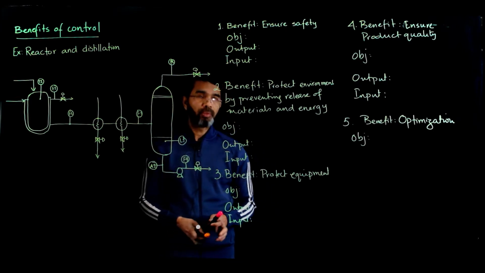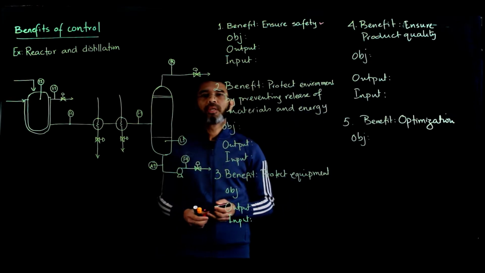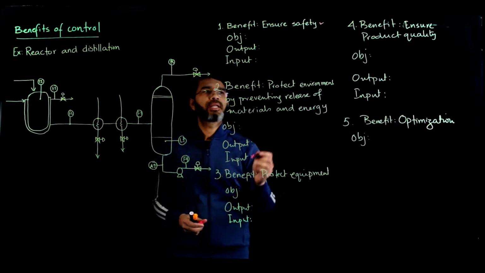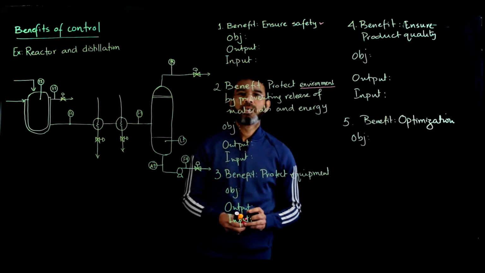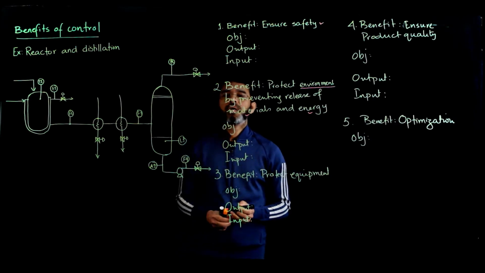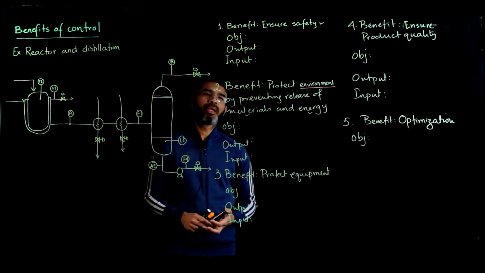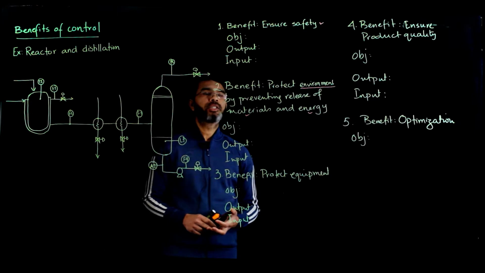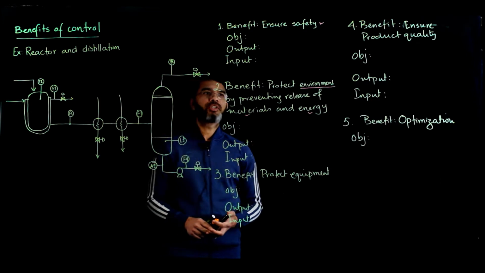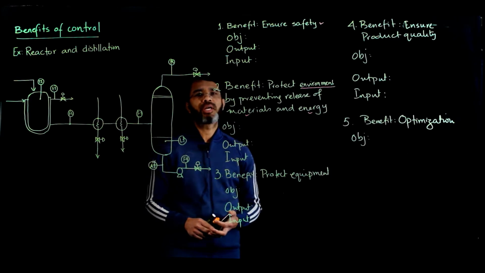The first thing is to ensure safety. So this is the first benefit of control, to ensure that an operation is safe. The second benefit is to protect the environment by preventing the release of materials and energy. The protection of the environment can be considered within the domain of ensuring safety. However, we take the 2 aspects, ensuring safety for process and personnel, and ensuring safety for the environment, separately.